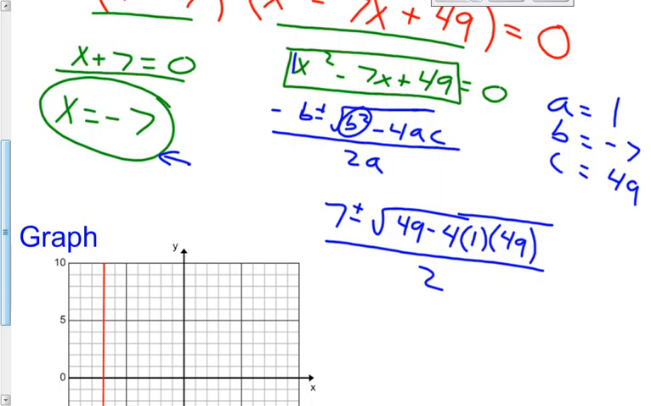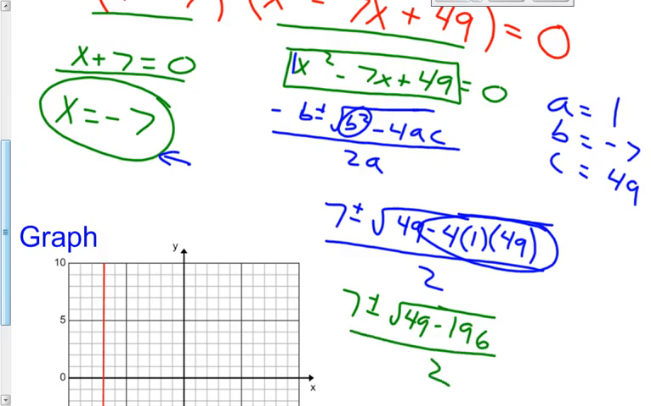A negative 4 times 49, we're going to do that part first. Let me get my calculator out, sorry about that. A negative 4 times 49 is negative 196. So now we have 7 plus or minus the square root of 49 minus 196, that number divided by 2. My radical simplifies to the square root of a negative 147. So all of this makes a negative 147.